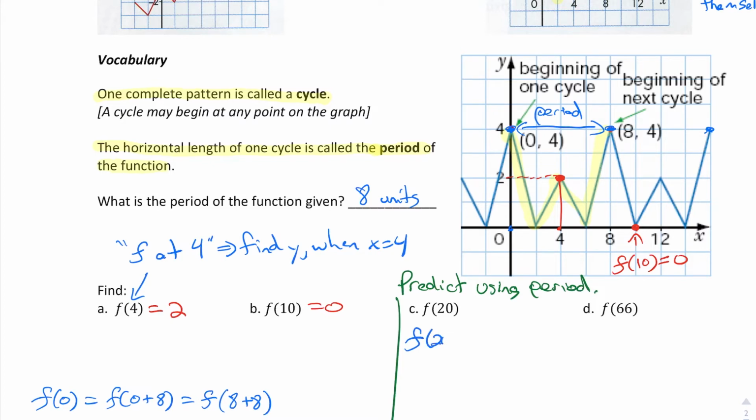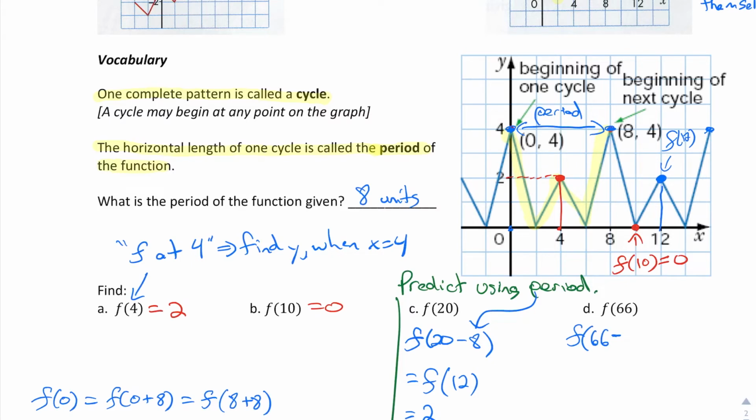So instead of f at 20, I know that f at 20 is going to be the same as f at 20 minus a period length. This is where I subtract a period away from it. So f at 20 minus 8 is really the same as f at 12, which I do have on my graph. So I look at f at 12, f at 12 is there, and I get a value of 2. So you're just predicting using what's happening with your period length.